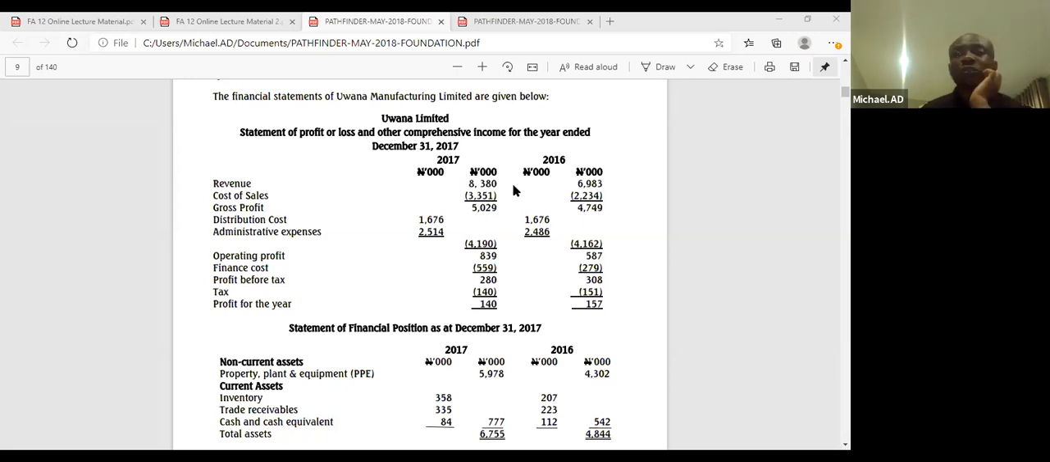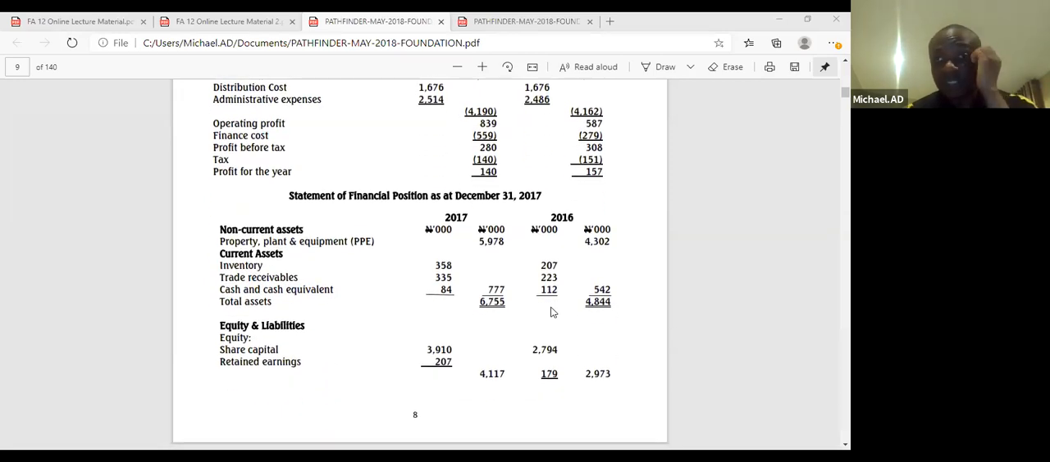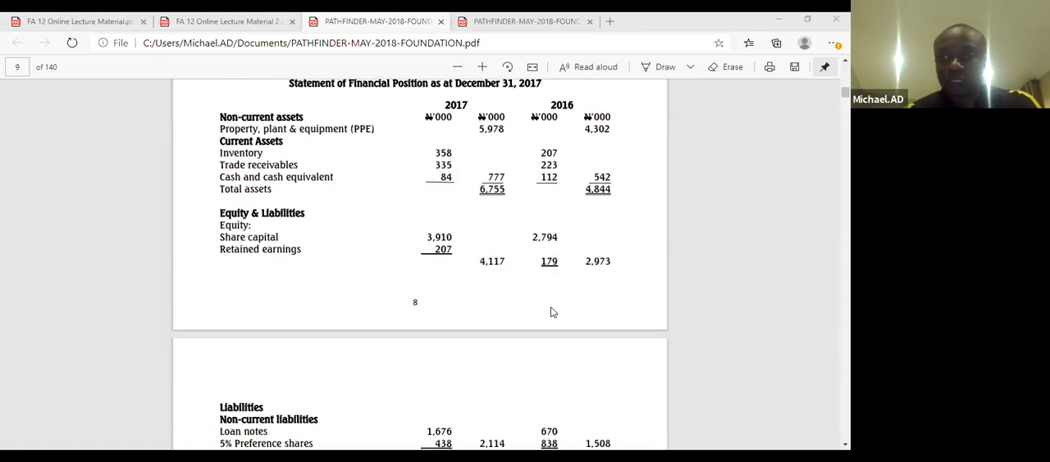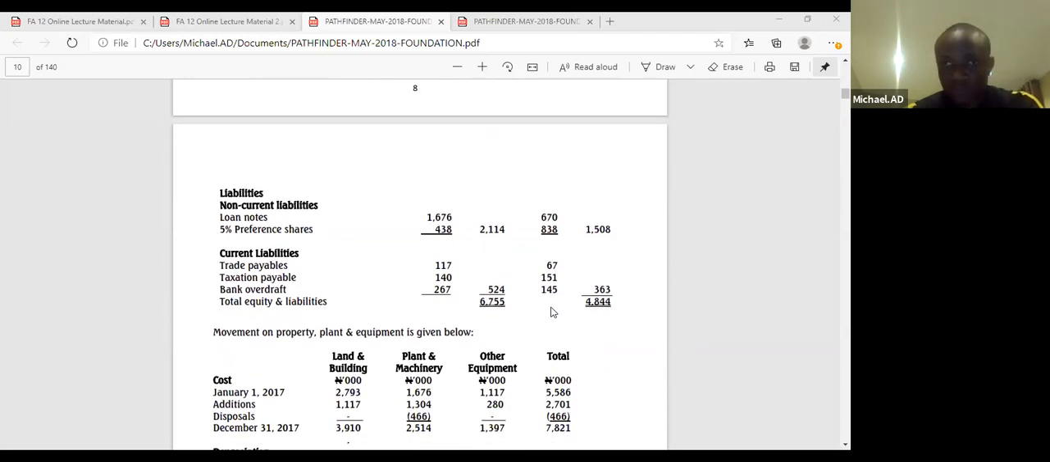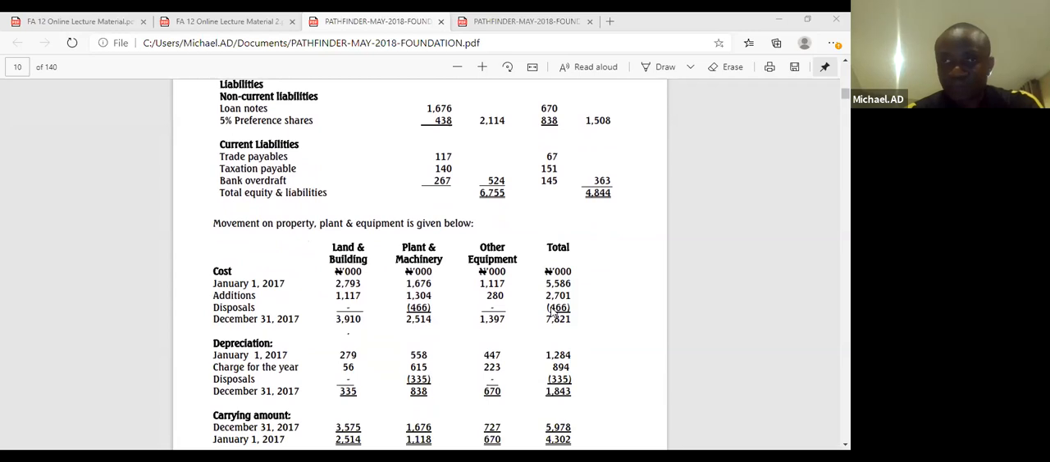So the financial statements of Onam Manufacturing Limited are given below. We have revenue, cost of sales, gross profit, distribution cost, administrative expense, operating profit, finance costs, profit before tax, tax and profit for the year. So we have for 2017 and 2016 respectively, and we have the statement of financial position. So this is an examinable question. In fact, this is a past question for foundation on cash flow.